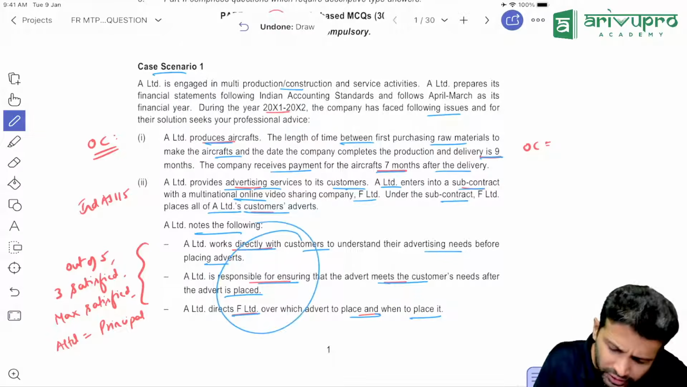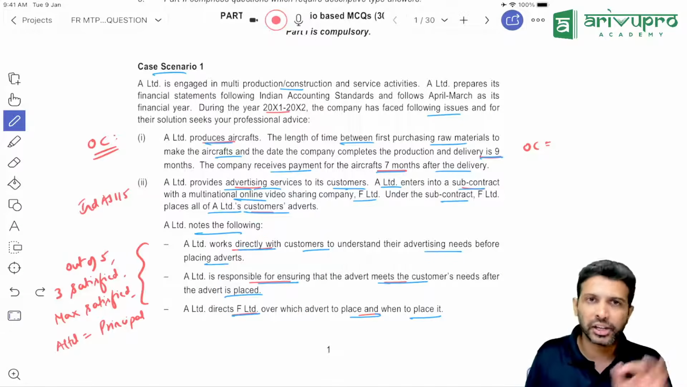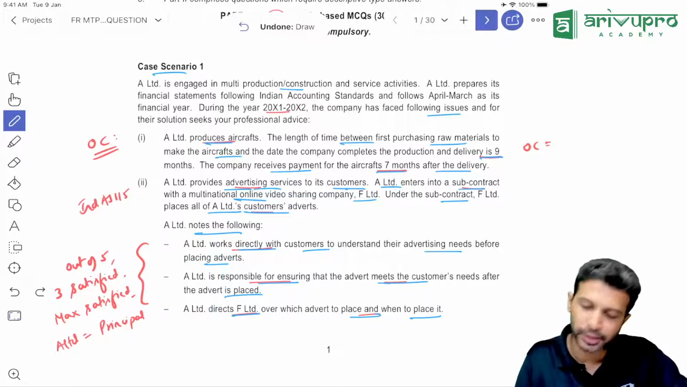They have given 3. These 3 are pointing in which direction? These three are pointing in the direction of principal. Leading these 3 points, it looks like A is a principal. They have given 2 more.